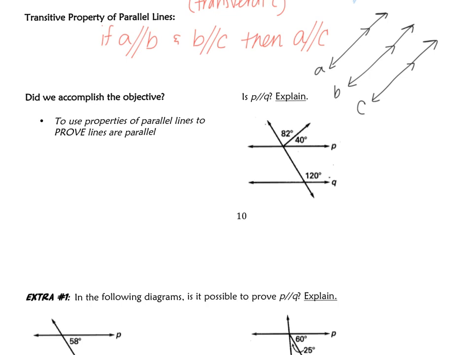Okay, here's the objective. Did we accomplish it? Use these properties of parallel lines to prove lines are parallel. I'm asking you, is line P parallel to line Q? Look at the 4 reasons we talked about at the beginning of the page. Identify what type of angles we have and prove, can these lines be parallel? So this would be a yes or no, and there will be some math required.